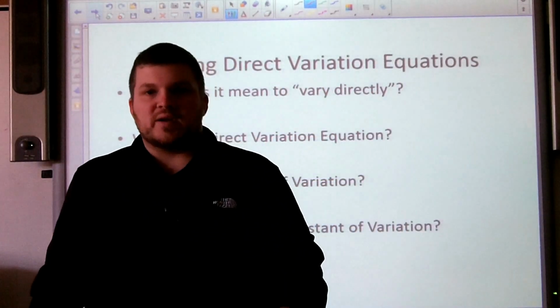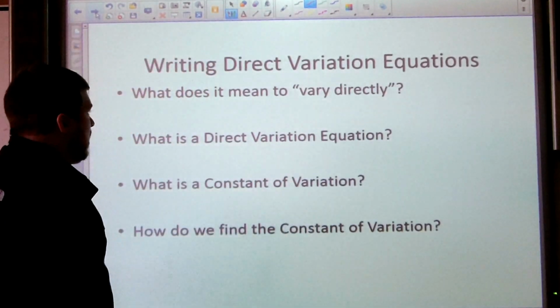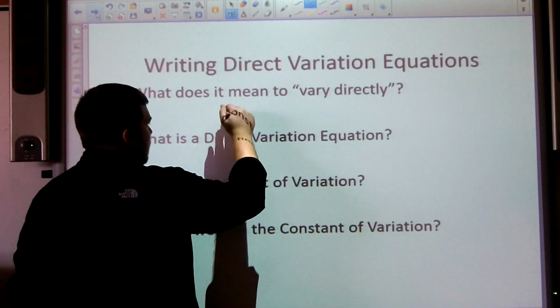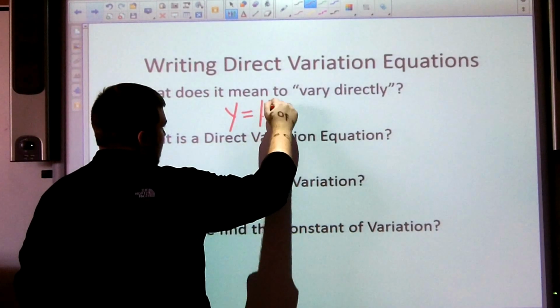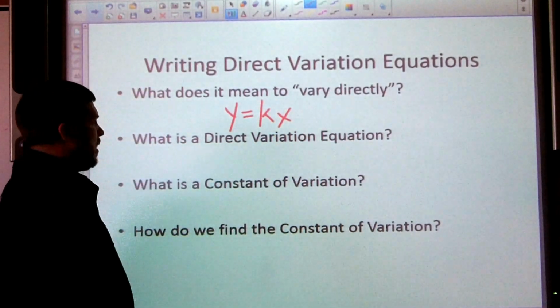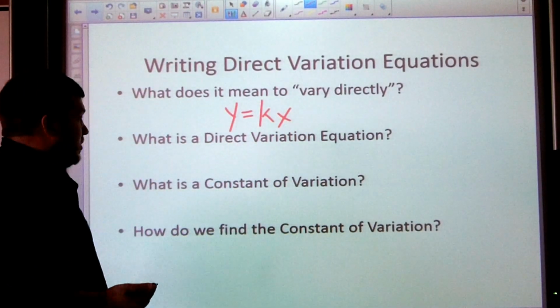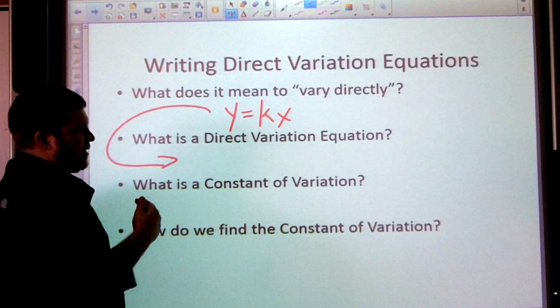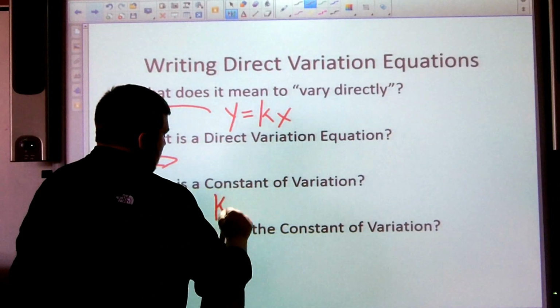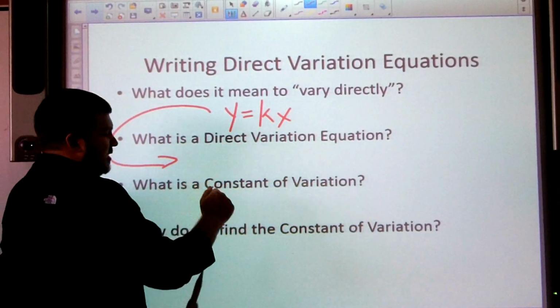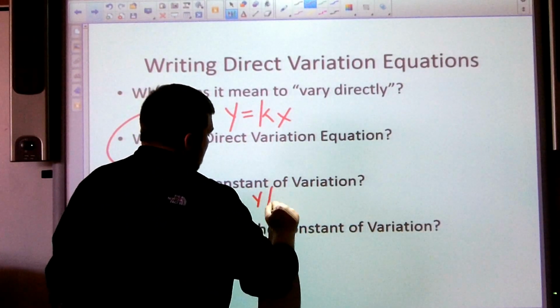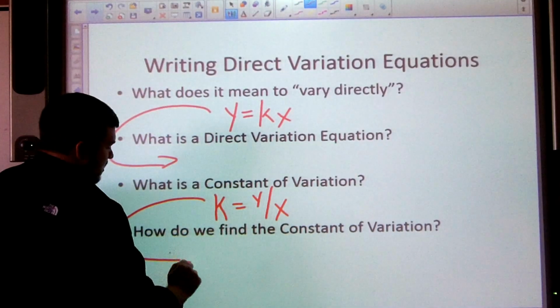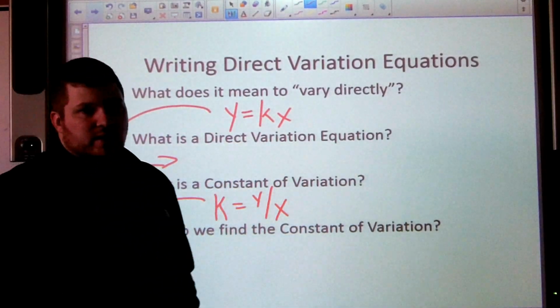Okay? Now, we're moving on to another type of line. What does it mean to vary directly? Okay, so vary directly just means we're looking at a linear equation in this format, y equals kx. And then what's a direct variation equation? Well, here we go. That's exactly what we just talked about. The constant of variation is k, and how do we find k? Well, just get it by itself. So divide by x on both sides, so we have y divided by x. And that's how you find the constant of variation.